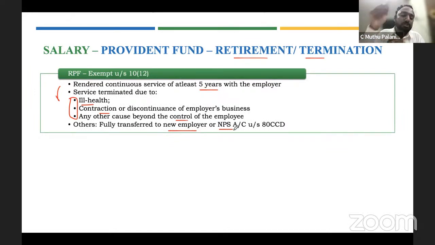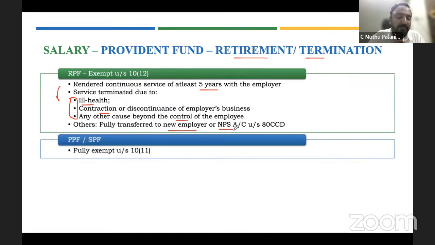So in the mono situation, that is continuous period of 5 years, service terminated due to reasons beyond the control of the employee, and in any other situation, he is moving to a new employer or fund is being transferred to NPS or ATCCD. If these conditions are there, the amount is exempt. So that is RPF. What about PPF and SPF? No questions, no queries, straight away exempt.